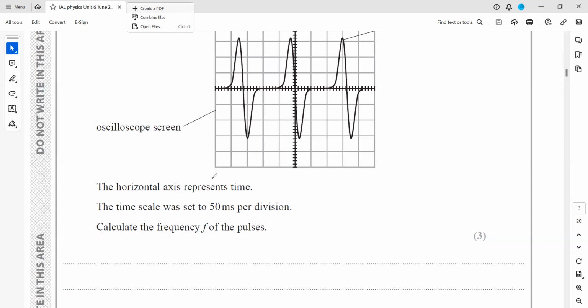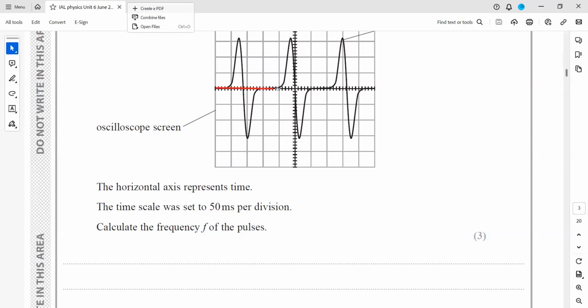And one box is equal to 50 milliseconds, meaning 50 × 10^-3. So for example, if we take 2 wavelengths, this is one box, two boxes, 3, 4, 5, and 6 boxes. Because it would be difficult for one, when we take larger values, it reduces the percentage uncertainty.